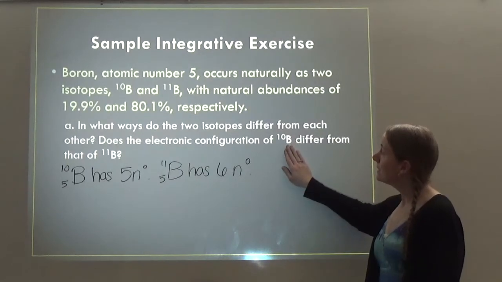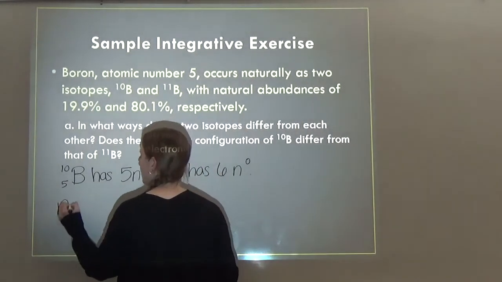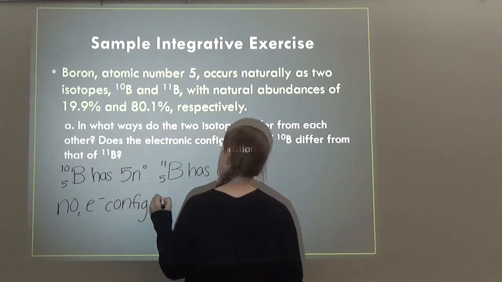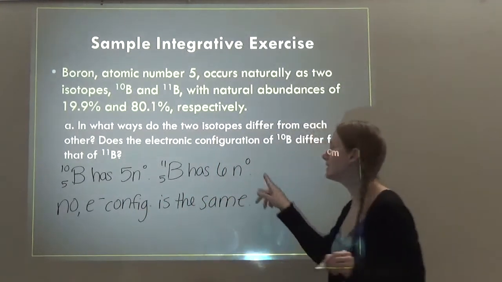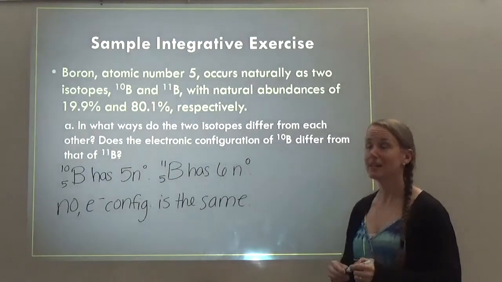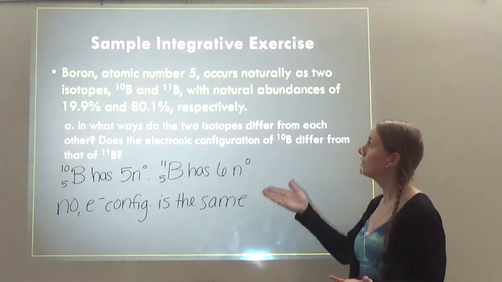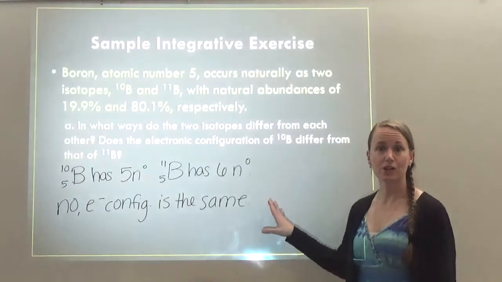And then, does the electronic configuration of boron-10 differ from that of boron-11? And the answer would be no, the electron configuration is the same. Remember, isotopes only differ in number of neutrons, not in number of electrons. So because they're both boron and they're both atoms with no charge, they would have the same electron configuration.